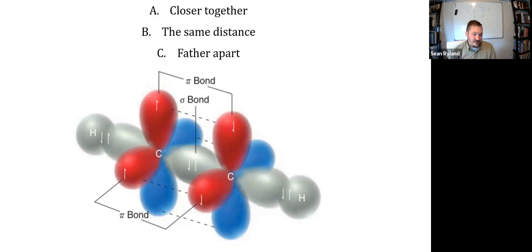Farther apart would also make sense just in the sense that you have more electrons in the same space and they would naturally push each other away. So you could make a good argument for any of those options, but they do wind up being closer together just because otherwise you won't get those bonds forming at all.